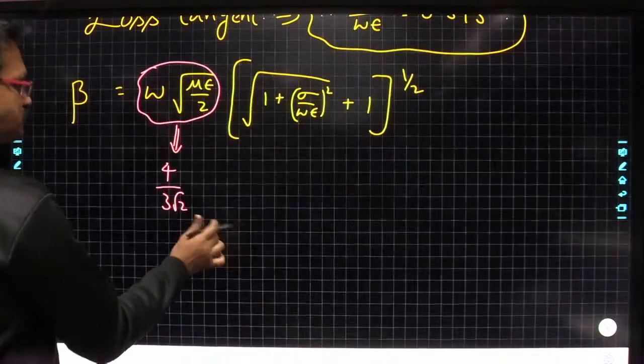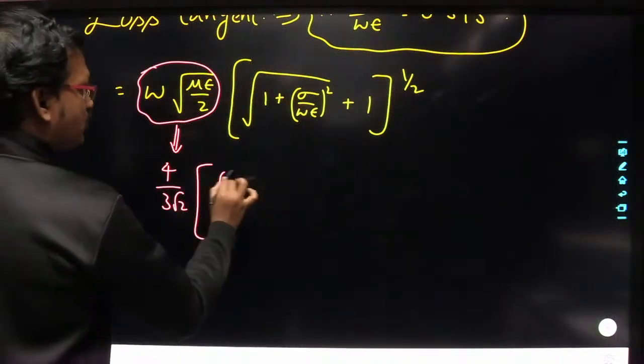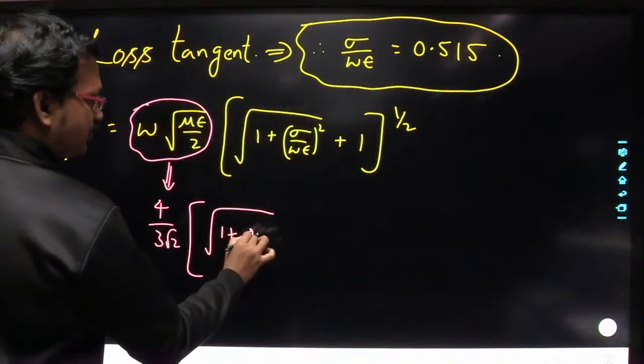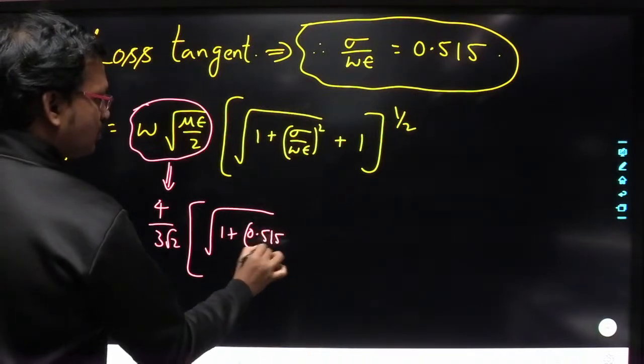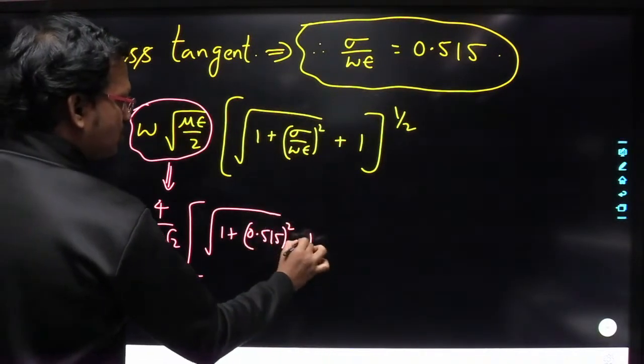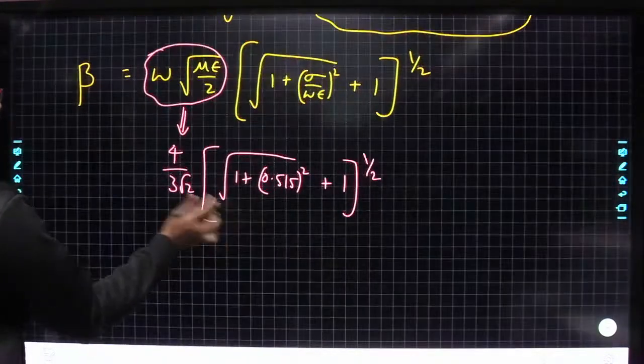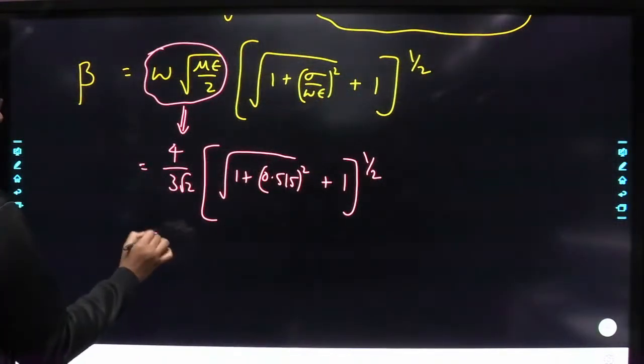Okay. So into square root of 1 plus sigma by omega epsilon ratio, we got 0.515. So 0.515 whole square plus what? Plus 1, whole to the power of 1 by 2. So just calculate this value here. So then you are going to get beta value, right?